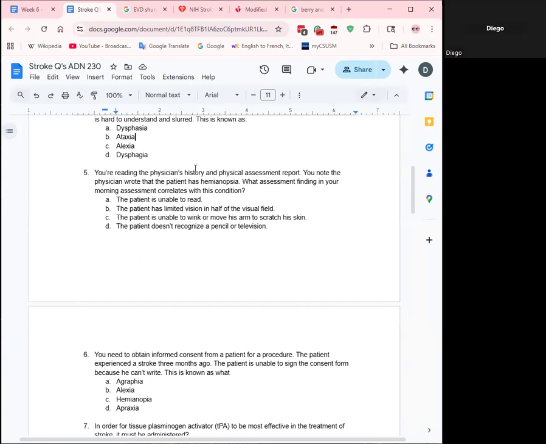You're reading the physician's history and physical assessment report. You note the physician wrote that the patient has hemianopsia. What assessment finding correlates with this condition? So hemianopsia. We didn't even discuss that, but hemi meaning half, a or an meaning without, and then opsia referring to vision. So this person is having a half loss of vision.